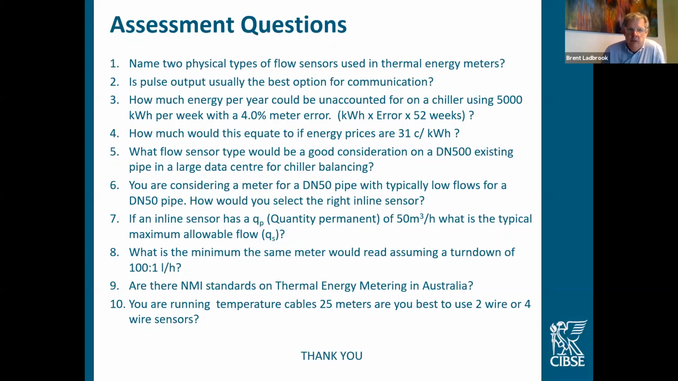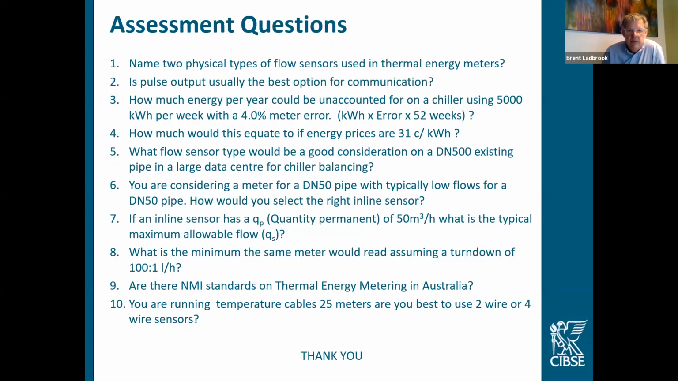Large pipe, it's already there, data center, we're balancing, we're not billing, so a clamp-on one would be an ideal consideration for this. Okay, question 6, considering a meter for a DN50 pipe, typically low flows, how would you select the right inline sensor? I think this is a multi-choice question and it's using all the minimum, maximum flows. So I think it's pretty obvious what the answer is.